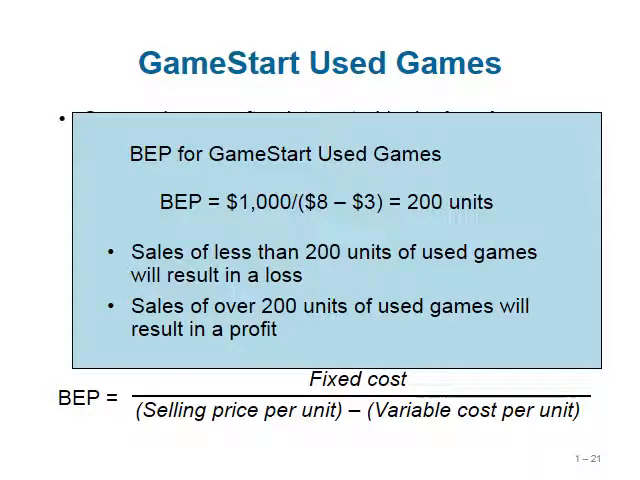If we use this concept on our previous example, we can see that at 200 units is when we will start making a profit at GameStart used games. We put in our fixed costs and our selling price minus our variable cost, and that calculates our break-even point. We know that sales of less than 200 units of used games will result in a loss, and sales of over 200 units of used games will result in a profit.